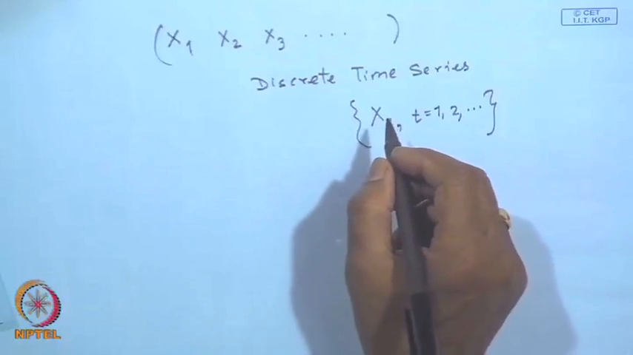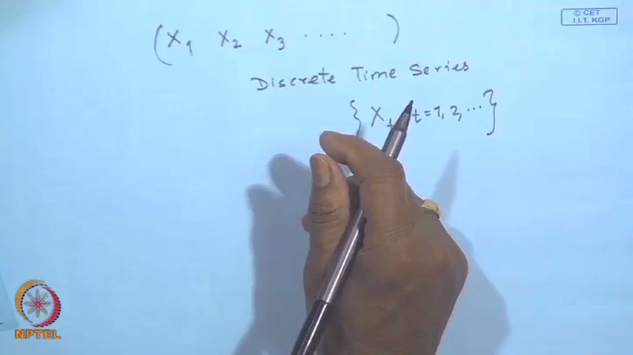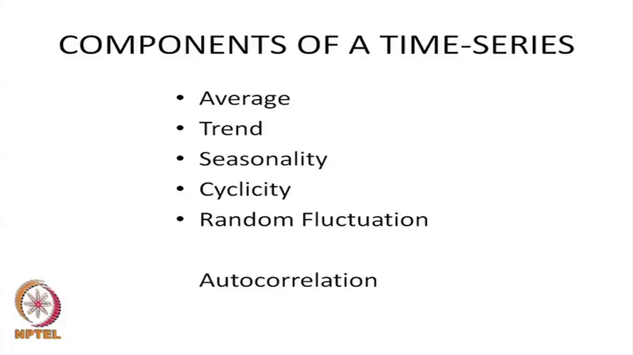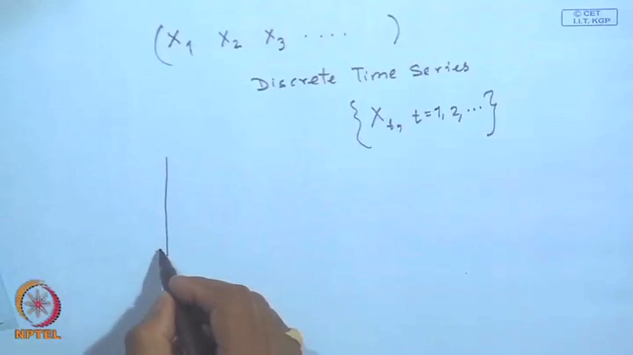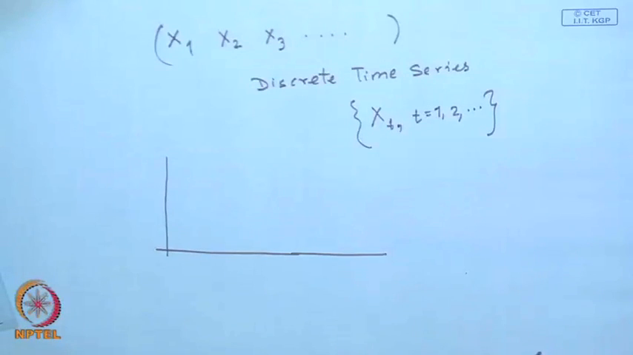Now each time series can have different components. It will have a component on average, a trend, a seasonality, cyclicity and random fluctuations. We can write it in this manner, we can show it in this manner in a graphical form.